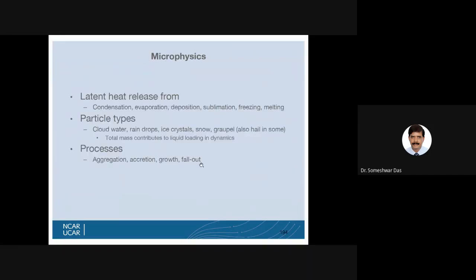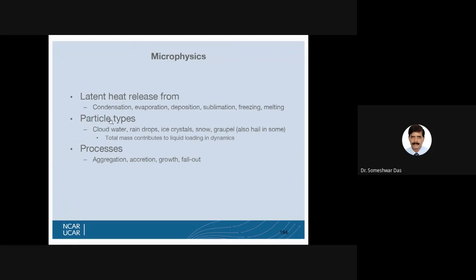So the cloud microphysics, as you have already studied, okay, we have to skip these things, otherwise again we will run short of time. Latent heat: it accounts for computation of the latent heat release from condensation, evaporation, deposition, sublimation, freezing, melting. In all these processes of change of state from one phase to another phase, right? The latent heat is released, right? Whether it is condensation, evaporation, and so on.